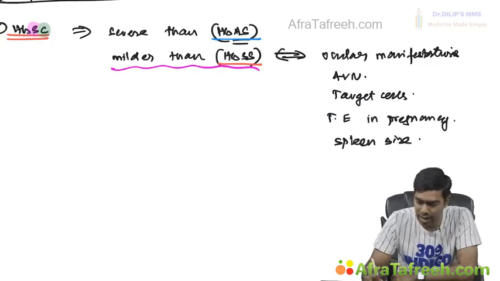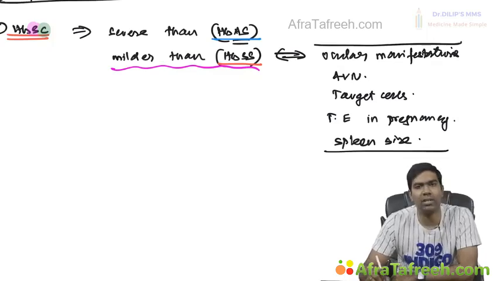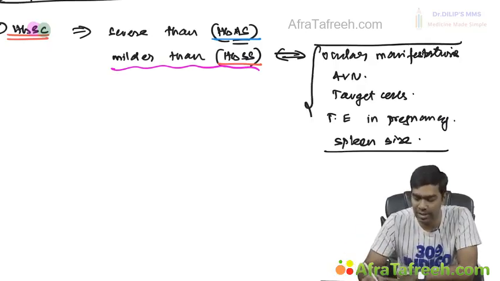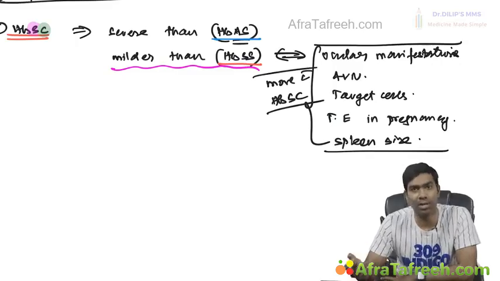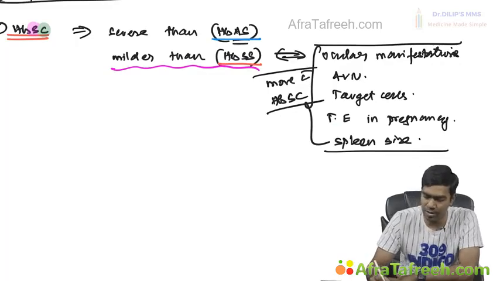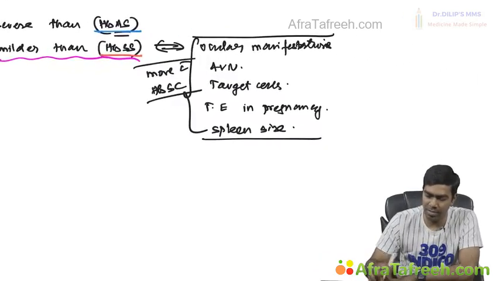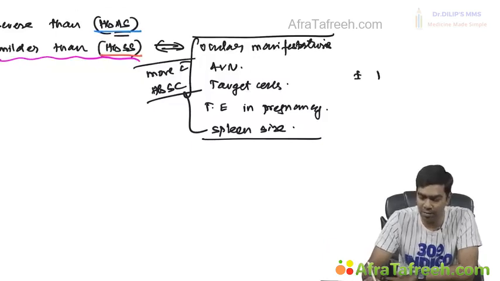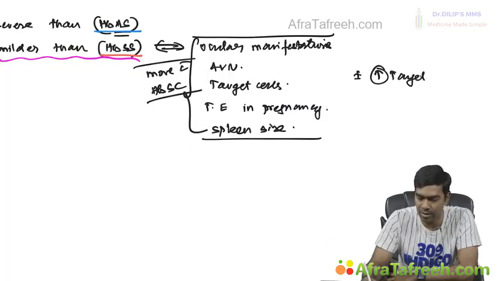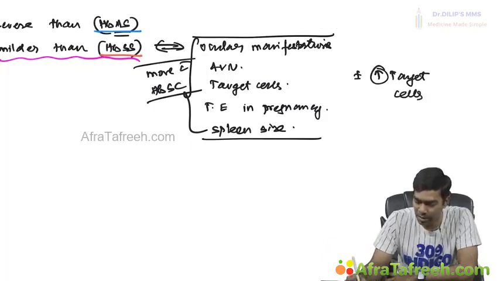All these things are relatively more common in hemoglobin SC, these compound heterozygotes, compared to homozygous sickle cell disease. Why actually? And one more thing, usually these HbSC patients, apart from the clinical management, also have a tendency to have a very high level of target cells.